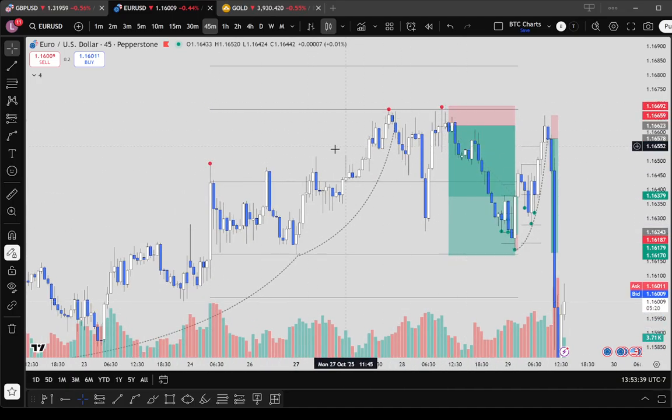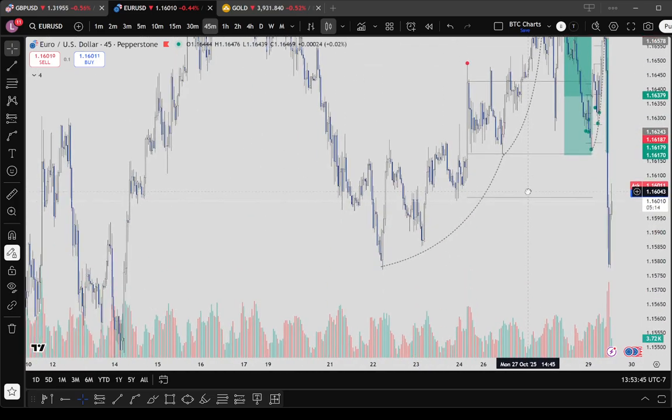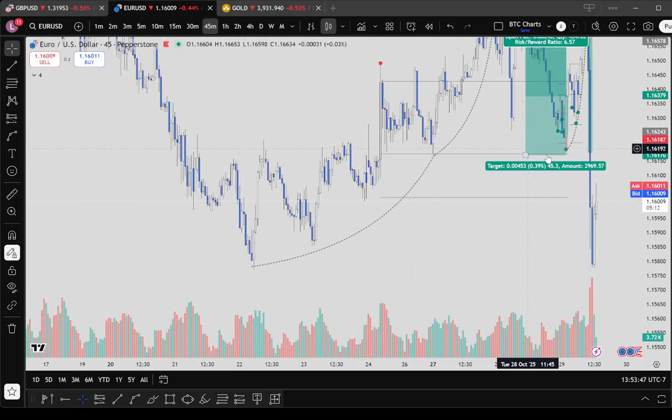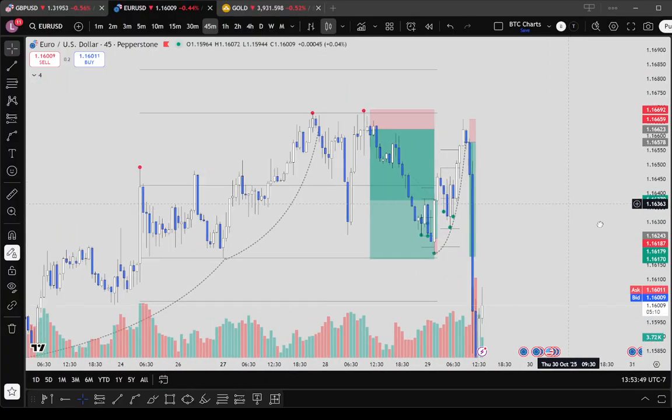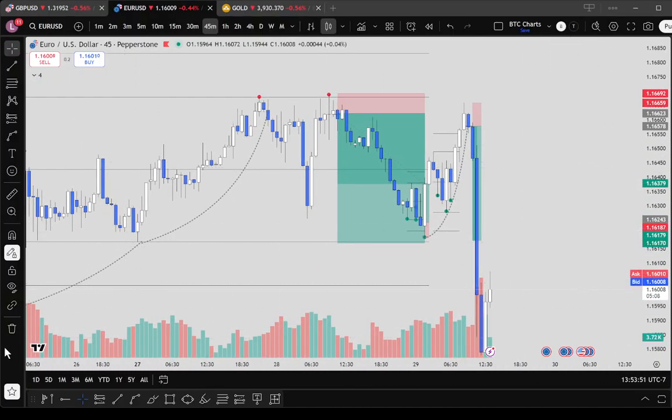We got wick deviations here. Just trying to point out the obvious real quick. Crazy return of zone. That literally could have just been taken all the way down here. But yeah, let's start from scratch.